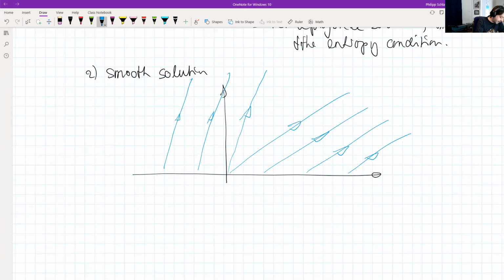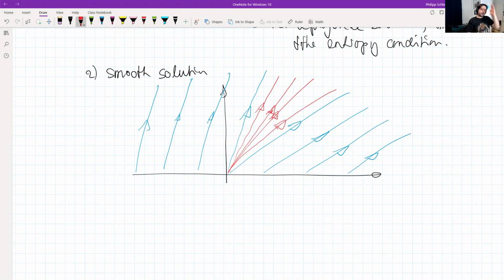Well, what could be a smooth solution? It just means that I could have additional characteristics that suddenly appear here, which just smoothly lean from the higher slopes to the lower slopes. So that is actually the solution that will happen. And this is a completely smooth solution. There is no shock, there's no discontinuity appearing here.